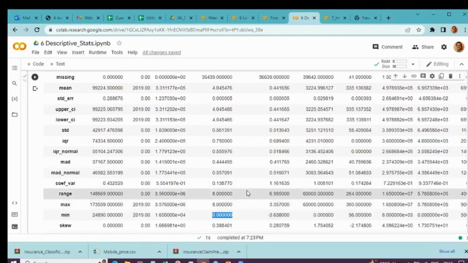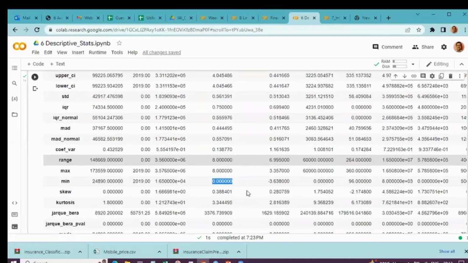So possibly we may have to dig through, and in case we find that 0 is very much possible, we'll have to simply ignore it. But if we come to know that 0 is not possible, then we may have to drop that particular variable or drop that particular observation. So that is how the minimums and the maximums are going to help me.